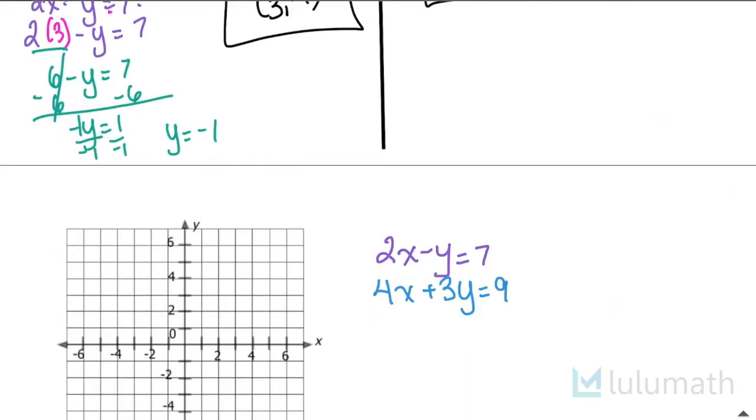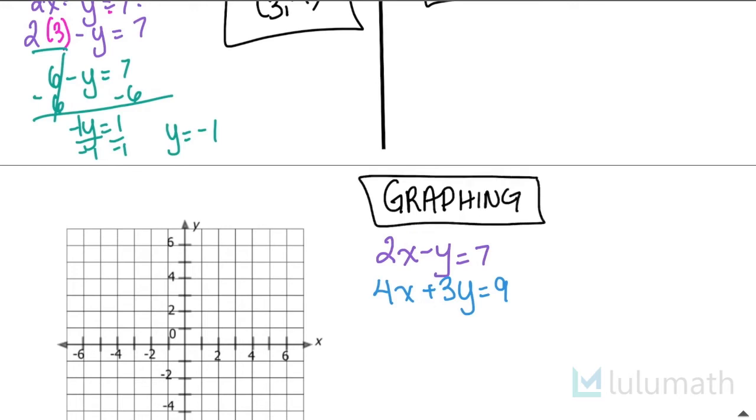Okay, our last method that we're going to use to solve this problem is graphing, okay? And I just want to remind you that even though with substitution we can isolate any variable we want, with graphing we want to get it in y equals mx plus b format. There are other ways to graph as well, but this is generally the easiest way to do it. So we're going to isolate or get the y by itself in both equations.